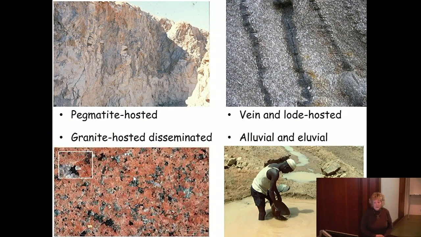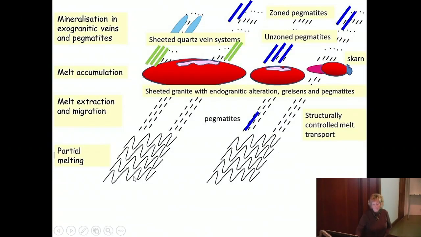So we're going to look at tin hosted in a variety of different geological settings, whether it's pegmatite hosted, whether it's in veins, whether it's disseminated, or whether it's alluvial or eluvial. And so I want to propose a model to you where everything is kind of linked.